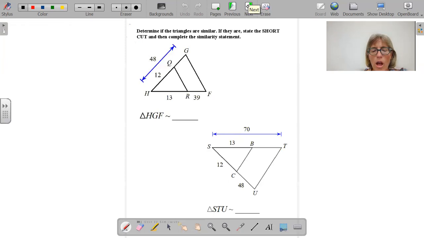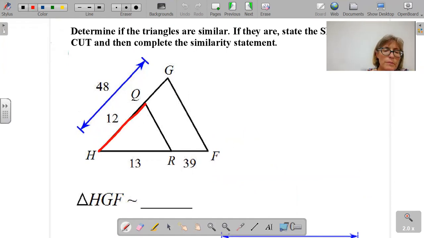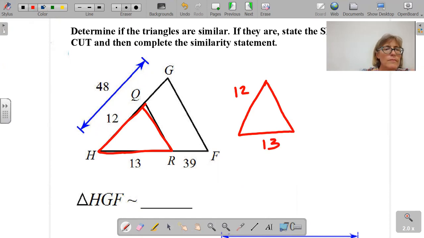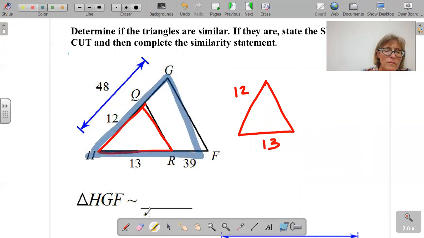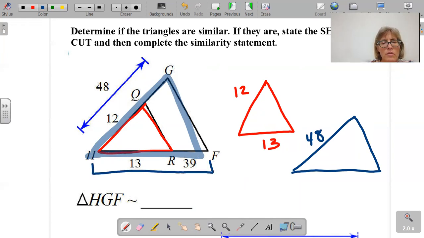So let's do a quick review of the shortcuts. We're going to determine if the triangles are similar. If they are, state the shortcut, then complete the similarity statement. So first what I'm going to do is when you have overlapping triangles, it's important to pull them apart. Careful there. This is not 39. You have to add 39 and 13. All right, now we do have a shared angle, an included angle right there.